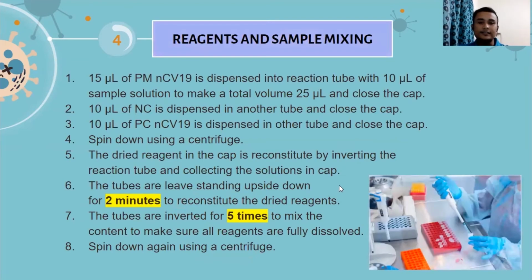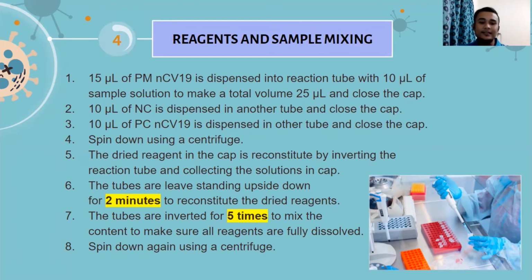Next is reagent and sample mixing. 5 microliter of primer mix will be dispensed into the reagent tube with 10 microliter of sample solution to make a total volume of 35 microliter, and close the cap. In the other two tubes, 10 microliter of negative control and positive control are dispensed and the caps closed. Spin down the tubes using a centrifuge.